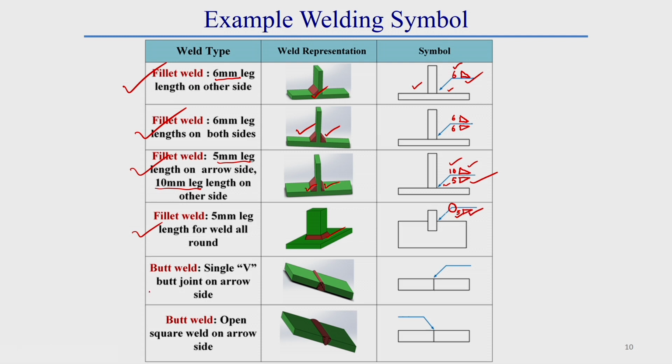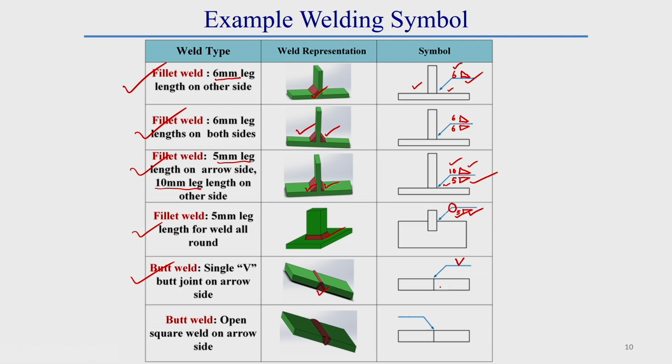Now, in this fifth example, a single V weld is done on the opposite side of the arrow. Here you see, this V welding is done on the other side of the arrow. So what should be the welding symbol here? The other side is the top side of the reference line. So on the other side we have to put a V weld symbol.